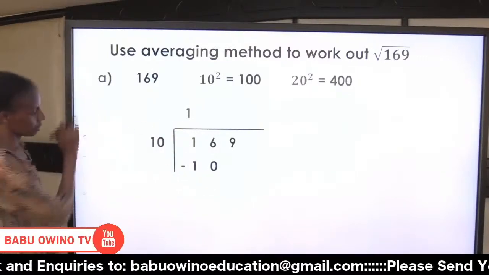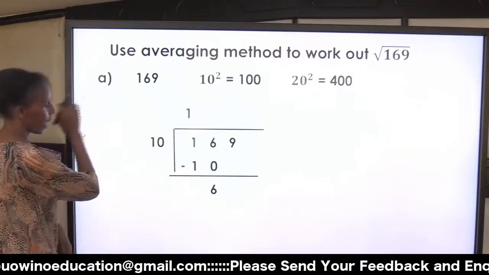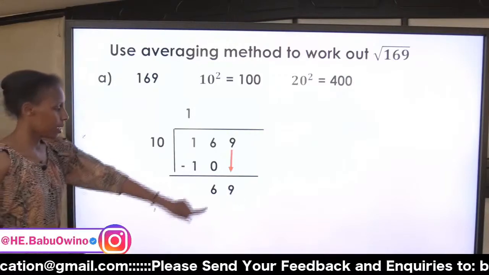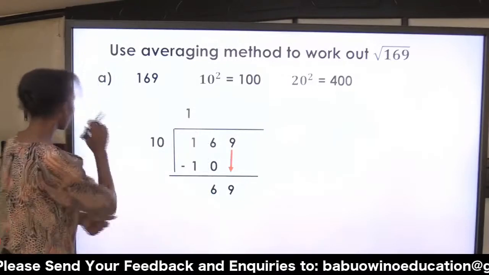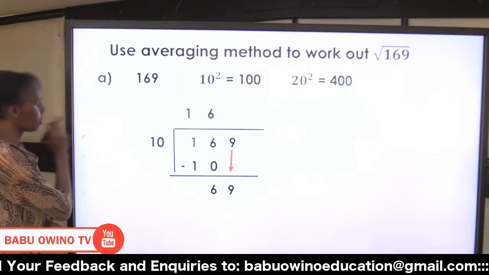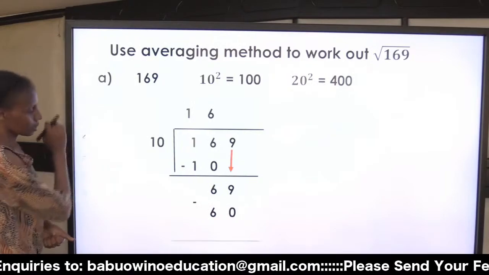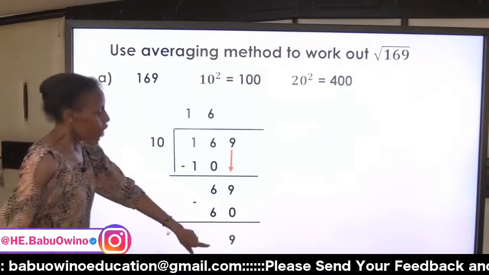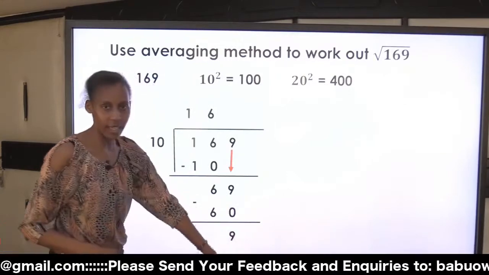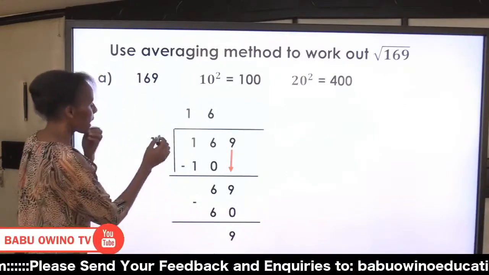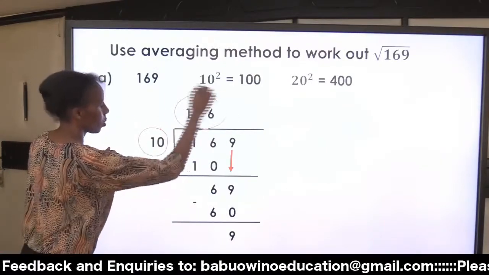Take away, you get 6. Then I drop 9. So how many times does 10 go into 69? It goes 6 times because of 60. So when you take away, you get 9. This 9 that is remaining is what we call the remainder. Just ignore it. So I'm going to look at the divisor and the quotient.